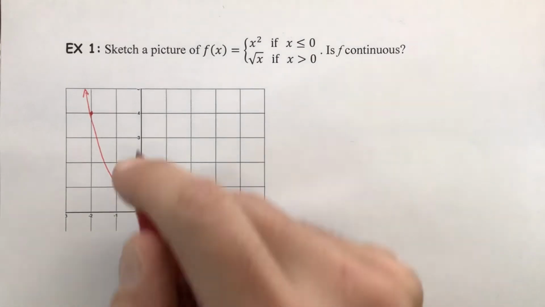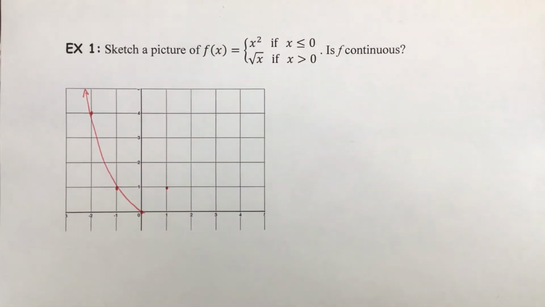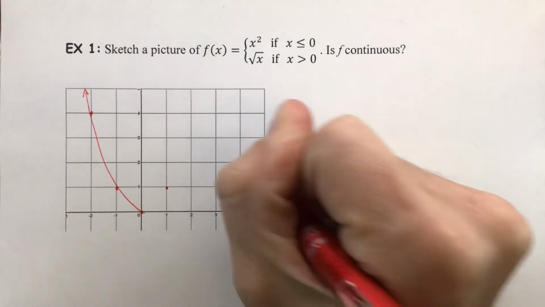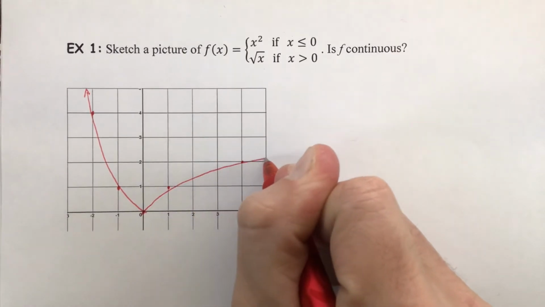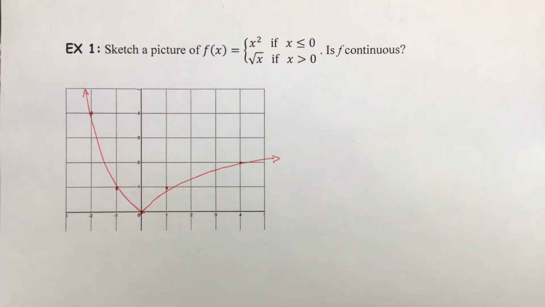The square root of 1 is going to be at 1. You can also go out to 4, and the square root of 4 is a 2. Okay, so the shape of the graph looks like this, except just positioned differently.